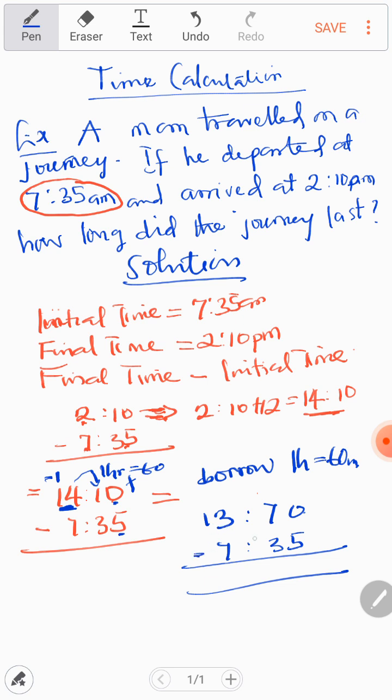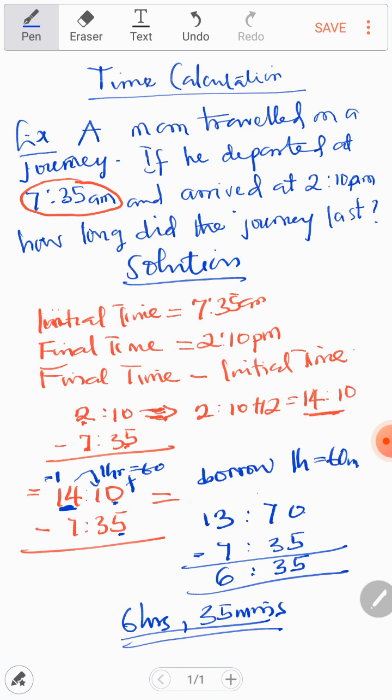So we can now go ahead and subtract this. If we take away 35 from 70, you're going to have 35 minutes left. Okay, and then if you take away 7 from 13, you're going to have 6 left. All right, so which means that this journey lasted for 6 hours 35 minutes. That is the duration. That is how long the journey took this man.